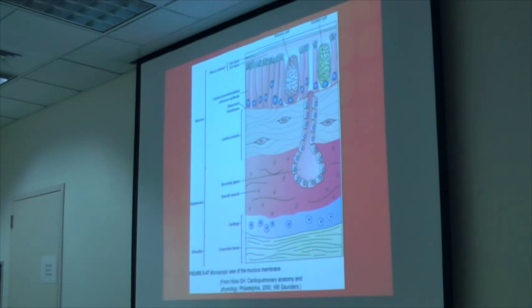Next thing on your list is goblet cells. These are located between the epithelial cells. So here's a goblet cell. The goblet cells produce mucus. Oh, I pointed to a serous cell and not a goblet cell.